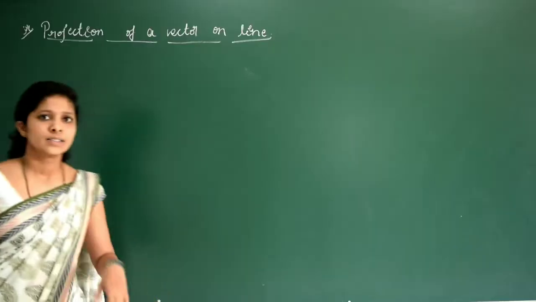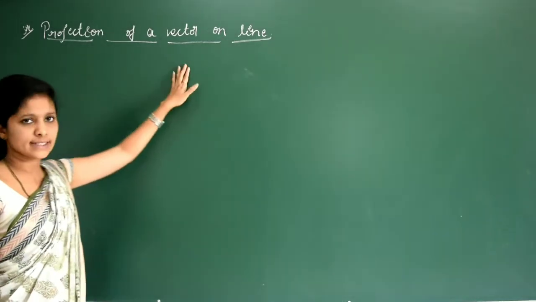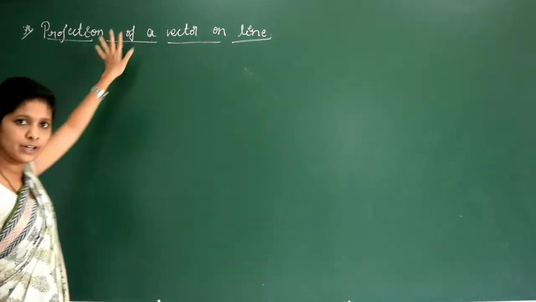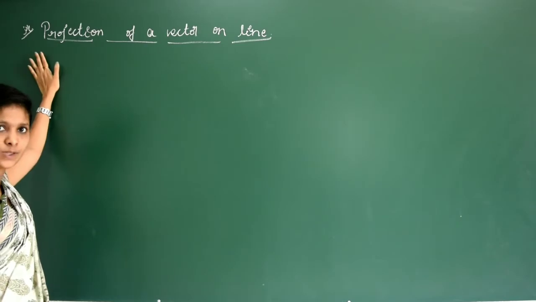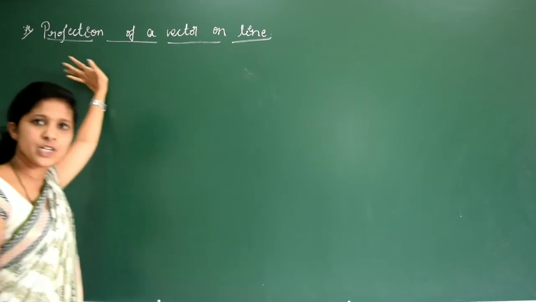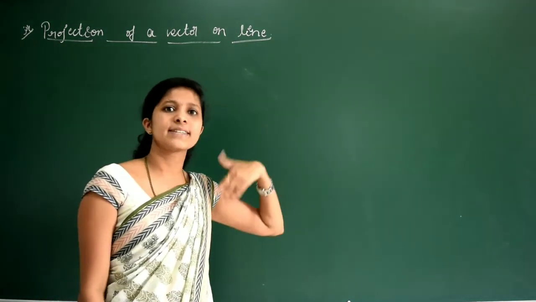Remember this. Now we'll see projection of a vector on a line. Okay, important one, important for a 2 marks problem based on this. Let us see what is meant by projection. Projection is nothing but an image.